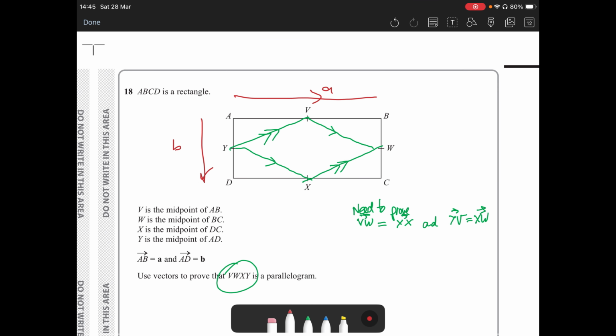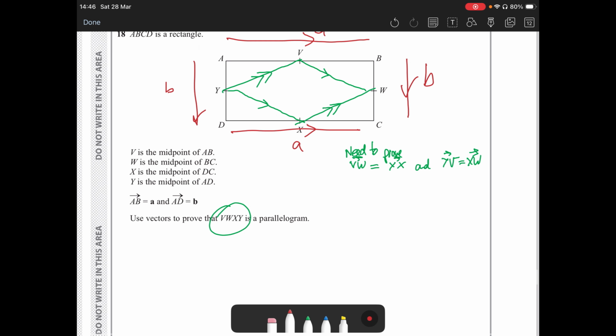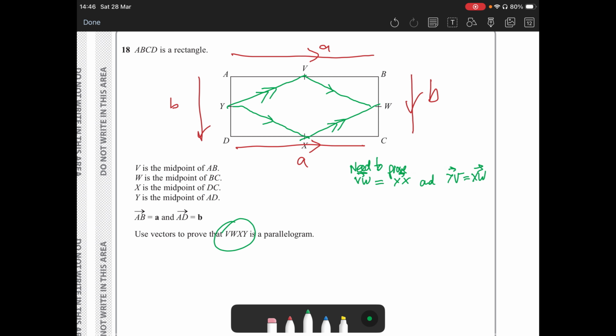Because it's a rectangle, we can say that AB is a, DC is also a, BC is b, because one thing we know about rectangles is opposite sides are equal in length, and they go in the same direction because they're parallel. Okay, so let's first work out VW. The easiest way is to go VB plus BW.